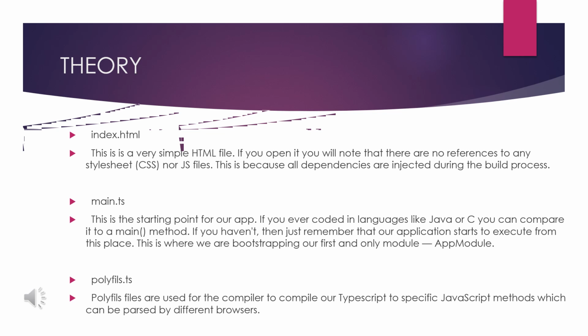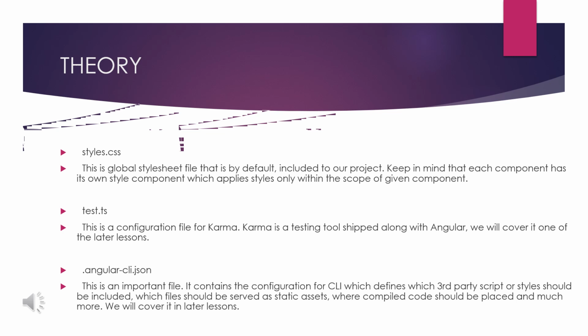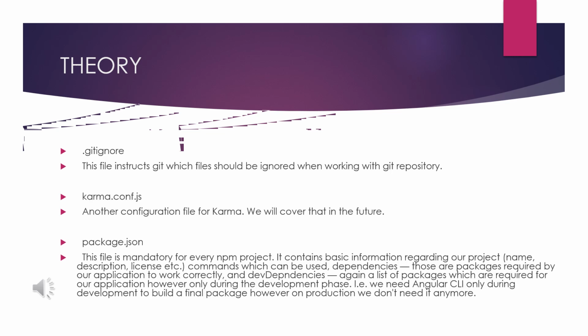The main TS file is the starting point of our application. Polyfills have the compiler specific methods. Style CSS is for including the default styles, and test TS will have the karma, which is for testing purposes. And angular.json is for the configuration of the CLI and third-party script styles. Package.json has all the mandatory npm packages, and the development dependencies, the Angular CLI dependencies, everything will be present here.